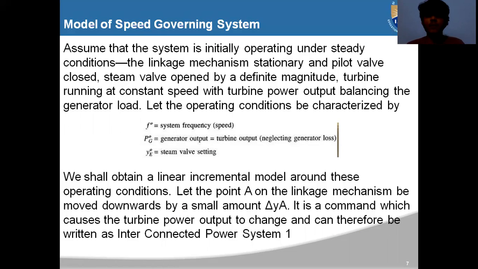Let these operating conditions be characterized by the system frequency f, the generator output, that is the turbine output, neglecting the losses of the generator, as well as the steam valve setting. We obtain a linear incremental model around these operating conditions. So let point A on the linkage mechanism be moved downwards by a small amount delta Y, and it is a command which causes the turbine power output to change, and can therefore be written as an interconnected power system of 1.